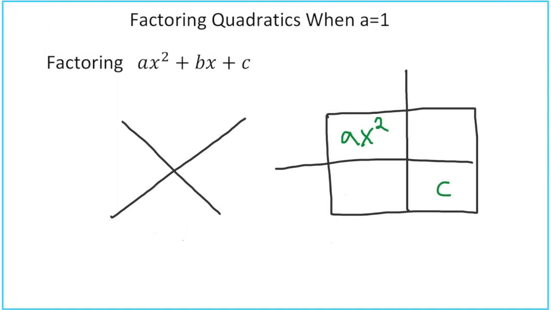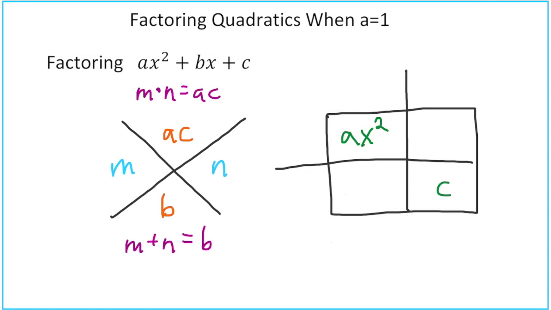Now, the top of the diamond is technically a times c. For this video, a is always 1, so 1 times c is always just c. But I want you to realize that in the future, when there's an a value, you're going to go a times c to get the top. And then the bottom is the b value. Then we're looking for numbers, let's call them m and n, such that m times n is going to equal ac, and m plus n will equal b.